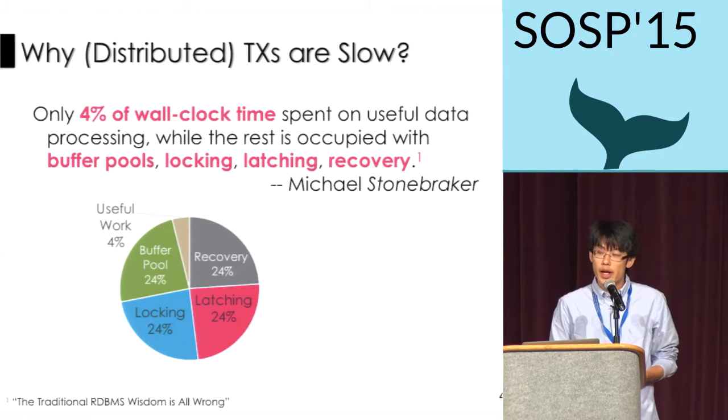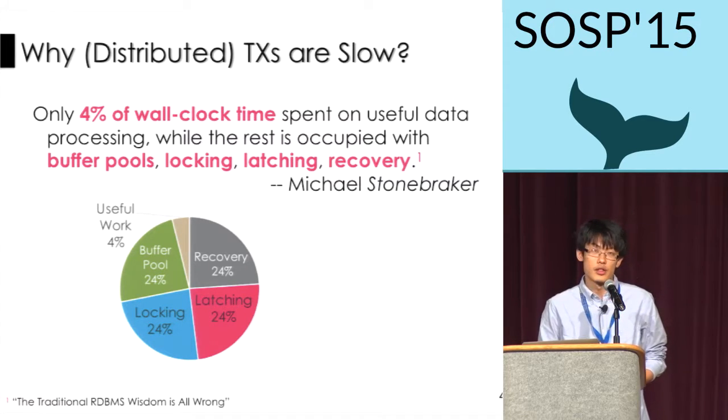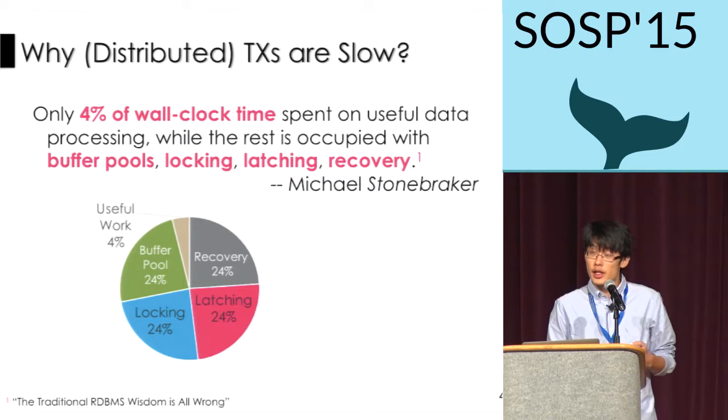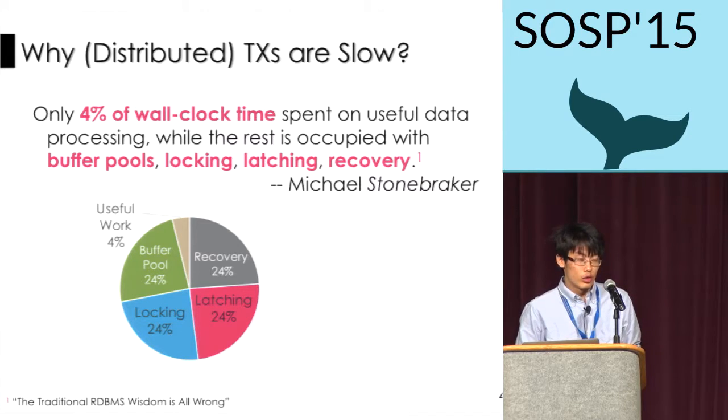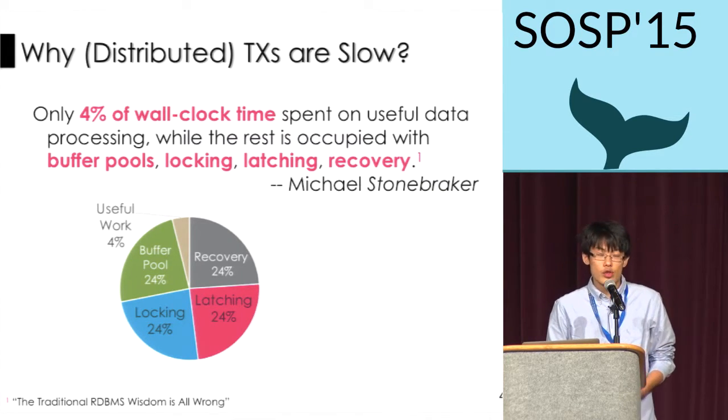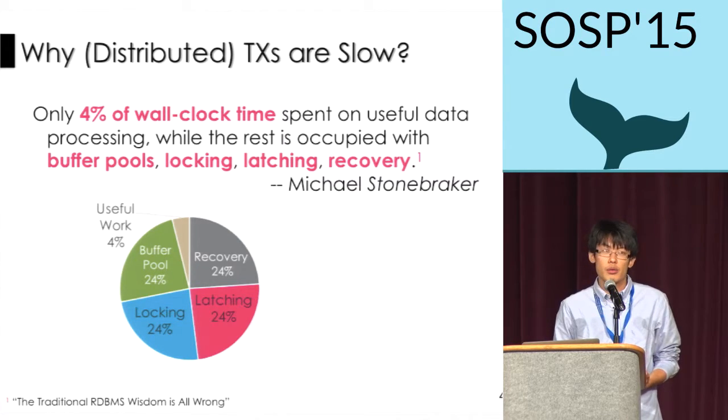Previously, Michael Stonebraker analyzed why current database transactions or distributed transactions are slow. His analysis shows that much time is spent on things such as buffer pooling, logging, and latching. Only 4% of the workload time is spent on useful data processing.